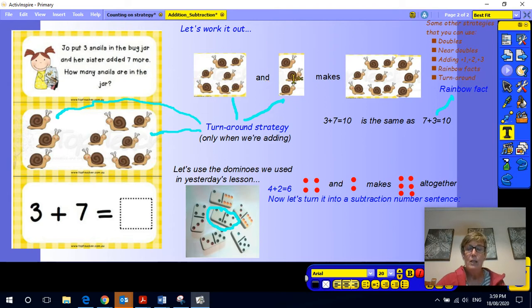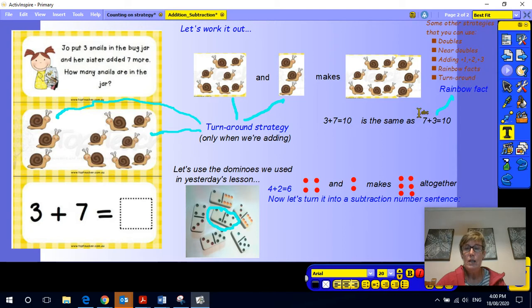So 7 and 3 makes, and if you remember your rainbow facts from last week, you'll know that 7 and 3 makes 10. Or you can use your counting on strategy. You've got 7, and we can go 8, 9, 10. That is the other strategy that you can use to find out how many snails altogether. Remember that 3 plus 7 is the same as 7 plus 3. When you're adding numbers, it doesn't matter the order of the first two numbers. The answer is still the same.